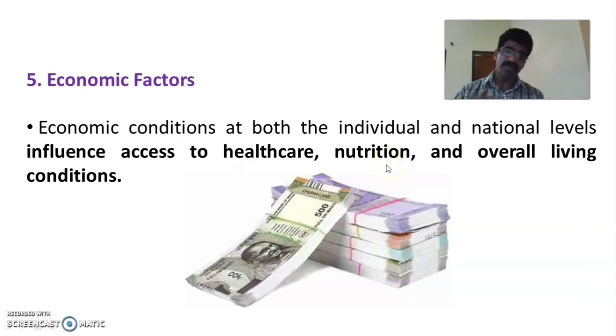And the supply of nutrition also depends upon the economic condition of the particular individual and the particular nation or country. Then the overall living condition and the facilities provided to people in the environment also depend upon the individual's economic status and our country's economic status. Thus, economic condition at both the individual and national level influences access to healthcare, access to nutrition, and the overall living condition and well-being of the person.